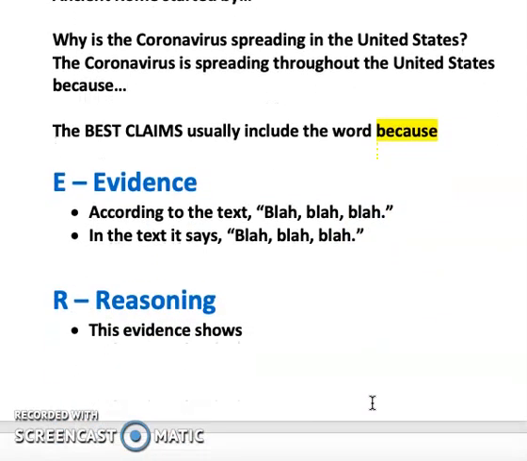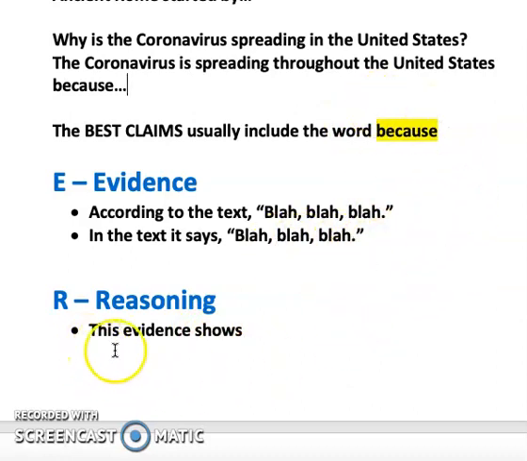Then we move to our reasoning. For our reasoning, we know that we have a bunch of ways we can start our reasoning. The reasoning is your connection between your evidence and your claim. So your claim, you answered the question. Your evidence, you backed up your answer. So you found direct evidence in the text that you copied to support your answer. And then your reasoning is explaining how your evidence proves your claim.